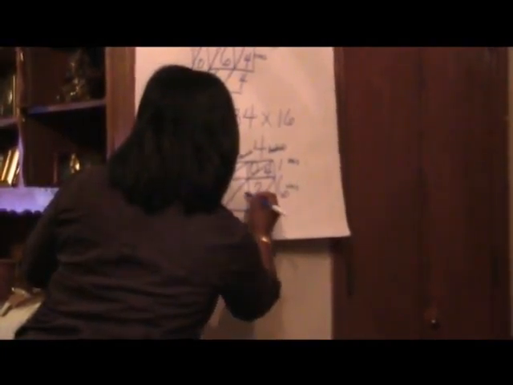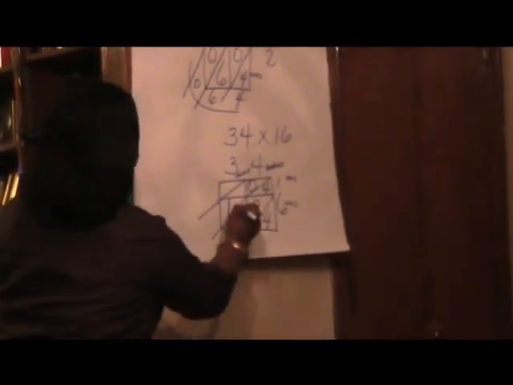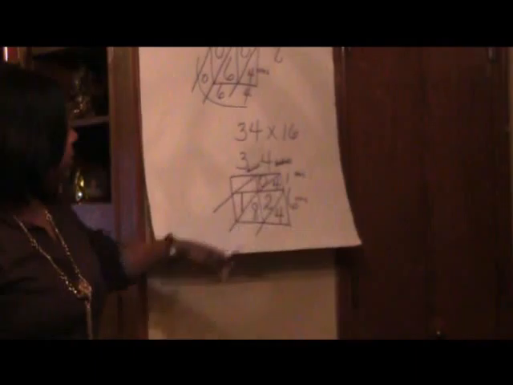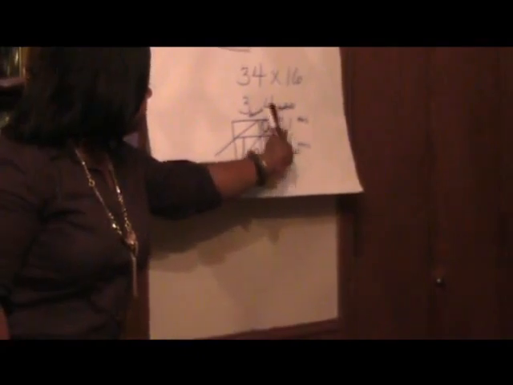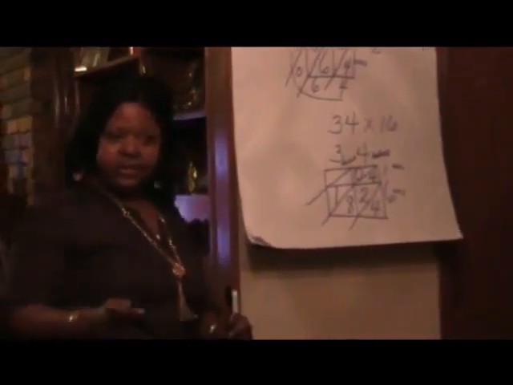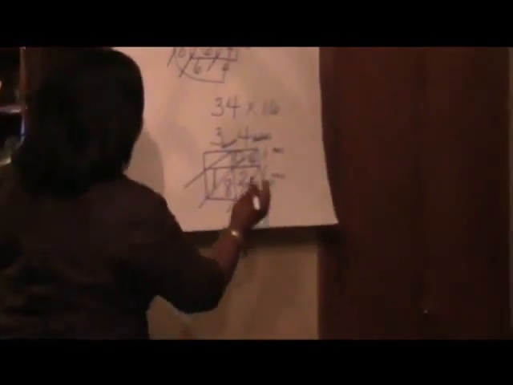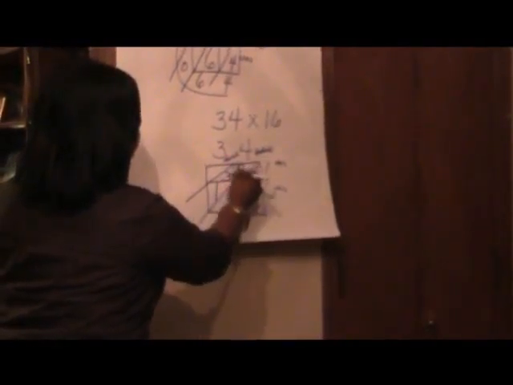3 times 6 is 18. We're going to write our 8 in the ones place and our 1 in the tens place. And now the last step would be to multiply 3 times 1. And the answer is 3. It's going to be 300, 3 in the hundreds place and 0, because there's no thousands.